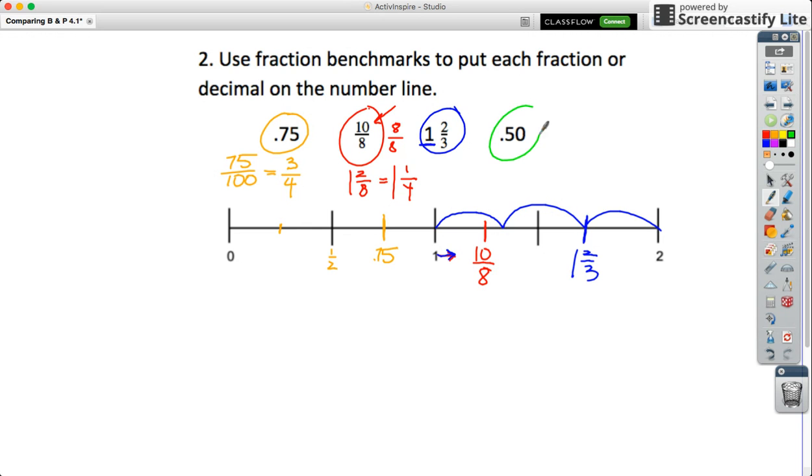Lastly, I have 50 hundredths, which I know is equivalent to 1/2. So I'm going to go on my number line and find where my 1/2 benchmark is, which is right here. So I can go ahead and put 50 hundredths on the number line.